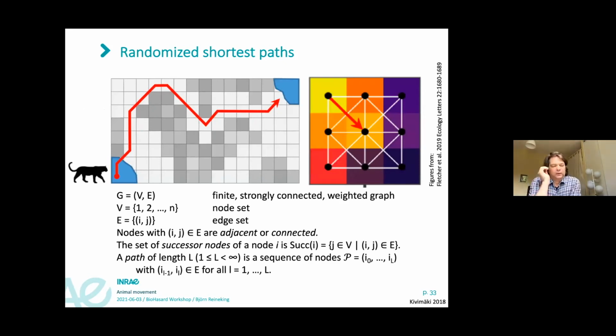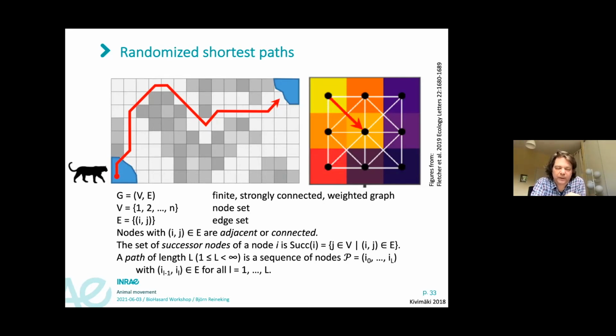Now, when we talk about graphs in the landscape, then for ecologists working with animal movement, we construct the graph often based on the landscape raster. So we see here in the top left a potential path of an animal traced in red on some rasterized landscape with different values in gray indicating different degrees of avoidance or preference. And to the right, this is the start of how this landscape can then be represented as a graph.